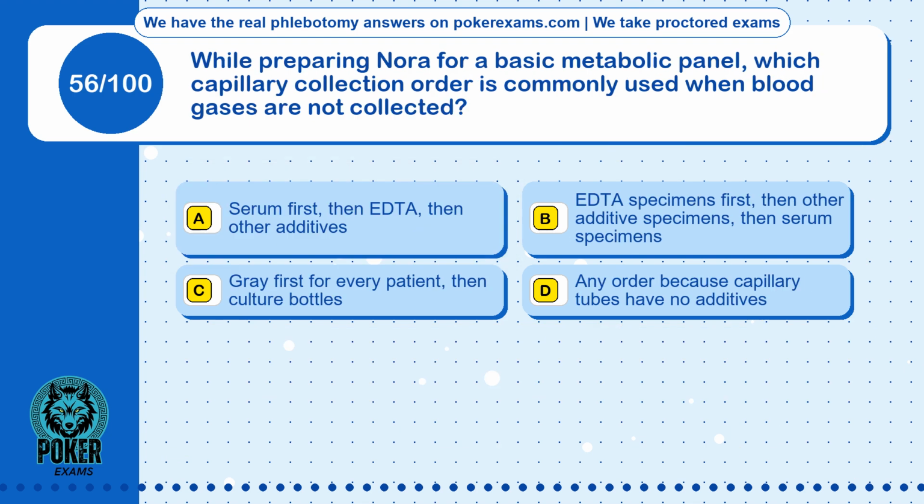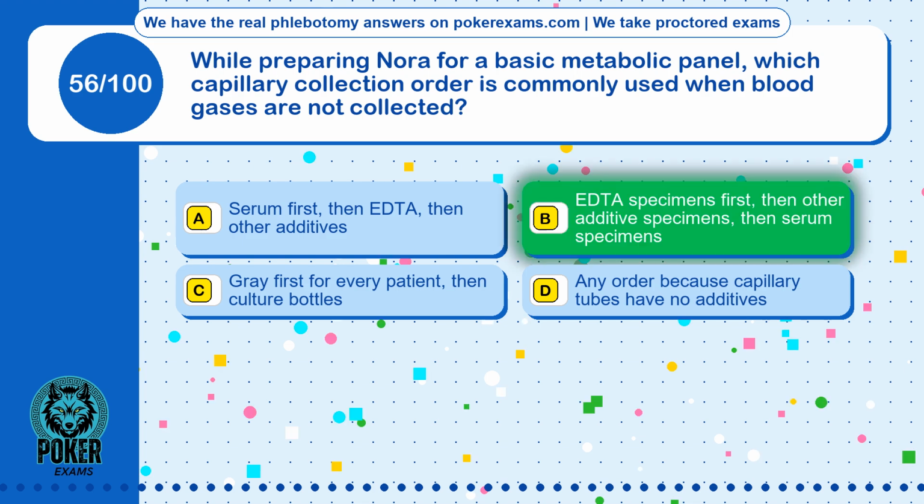Question 56. While preparing NORA for a basic metabolic panel, which capillary collection order is commonly used when blood gases are not collected? Option A, serum first, then EDTA, then other additives. Option B, EDTA specimens first, then other additive specimens, then serum specimens. Option C, gray first for every patient, then culture bottles. Option D, any order because capillary tubes have no additives.